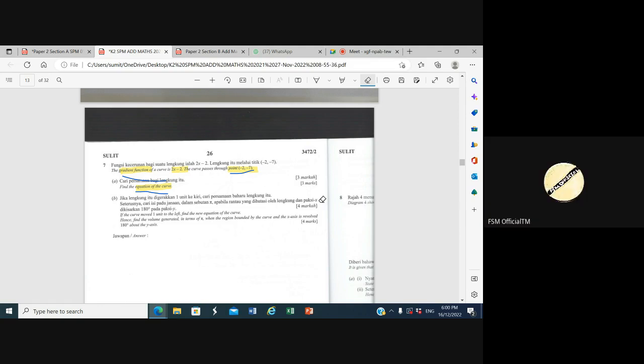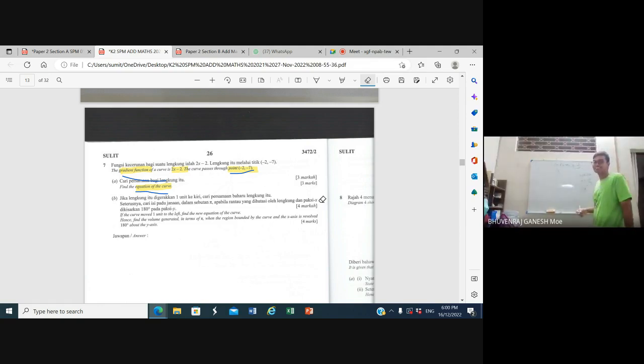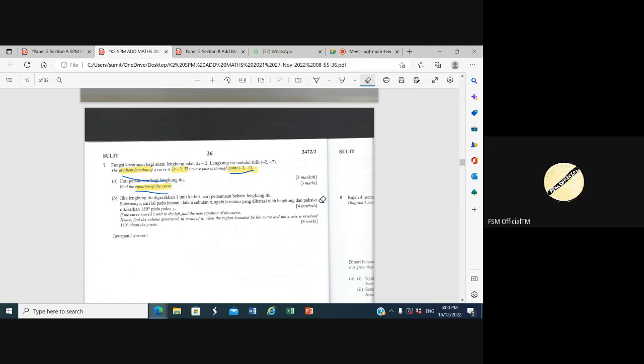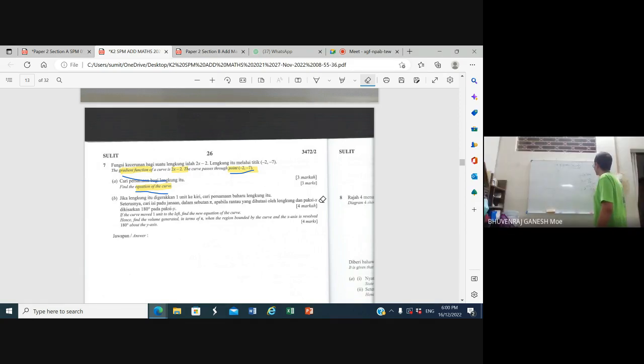Just substitute inside. What's your b value? Negative b over 2 times a. Yeah, minus 4 over 2 times 2. So make sure it's negative bracket negative 4, because the original formula is negative b over 2a. Your b value itself is negative 4. So you get 4 over 4, which means 1. Means your axis of symmetry is 1.